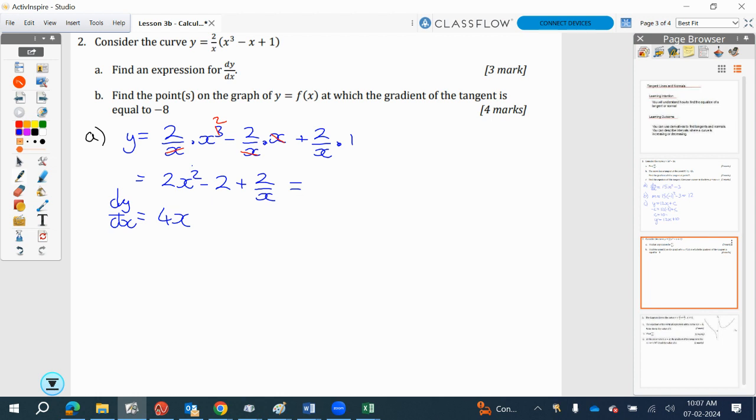So for this one, because we have a rational function, you've got to rewrite it in exponent form. For the second term in the first part, do we also write it as 2x over x, or is that wrong? You can't differentiate that without simplifying it first. Yeah, you've got to simplify it.